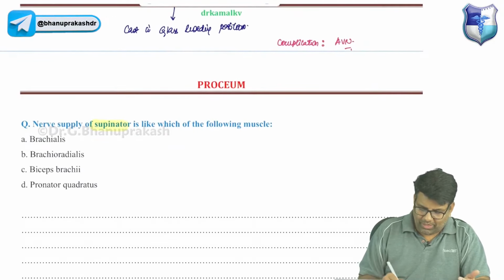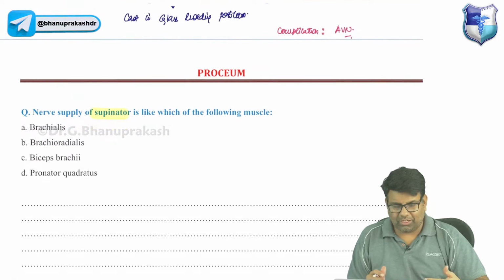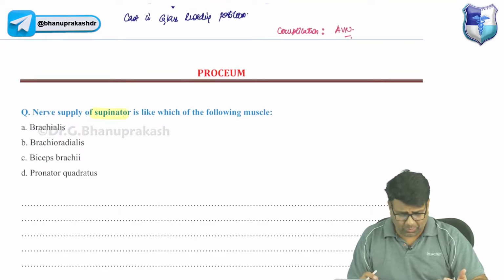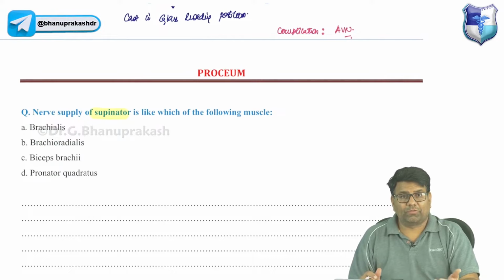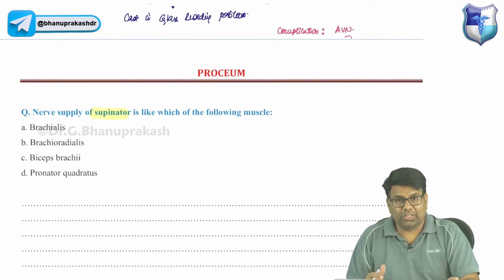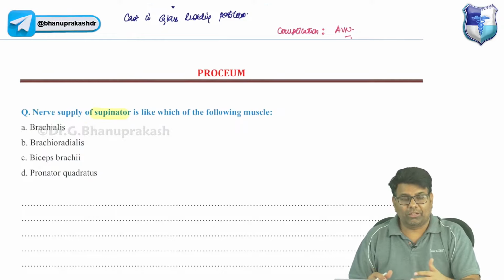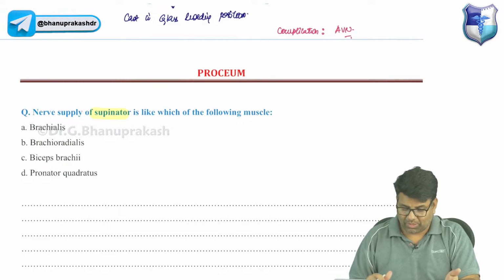Nerve supply of supinator is like which of the following? So here again, this is a two-step question. Firstly, you should know the nerve supply of supinator. Then you should know the nerve supply of all the four muscles given. Then only you can correlate that, okay, the nerve supply of supinator is the same as this particular muscle.